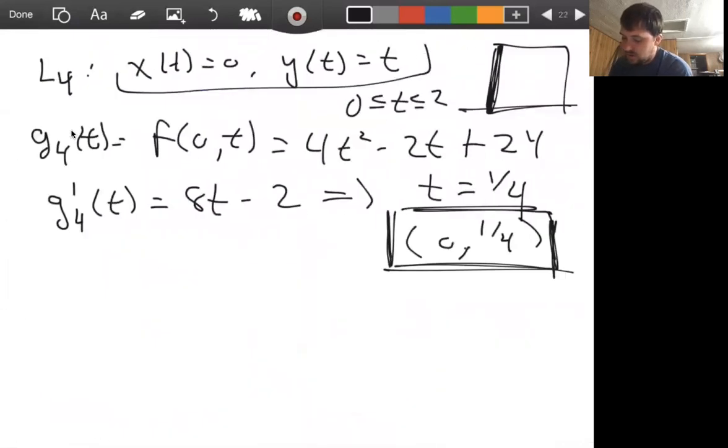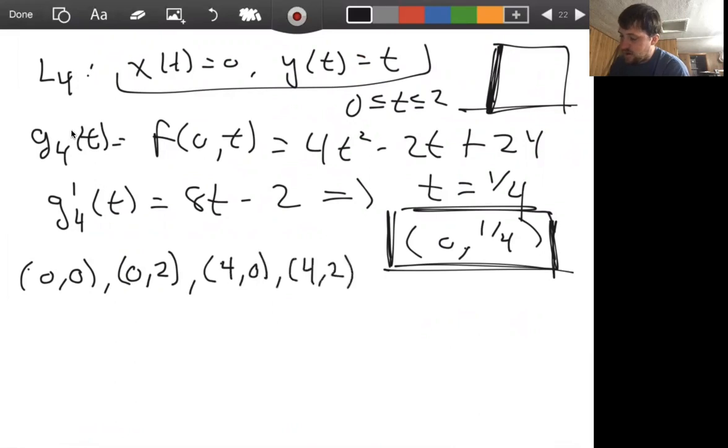So we also need to check 0, 0, 0, 2, 4, 0, and 4, 2, right? Those are the 4 corners of this domain here, right?